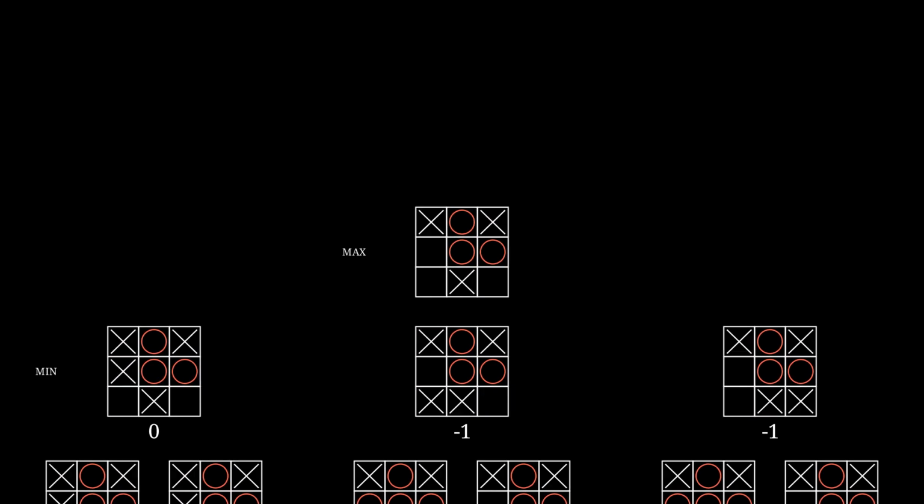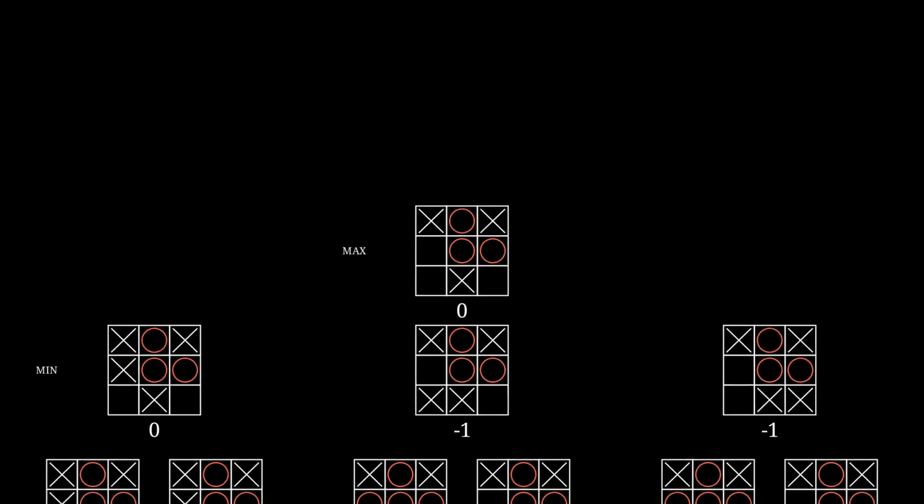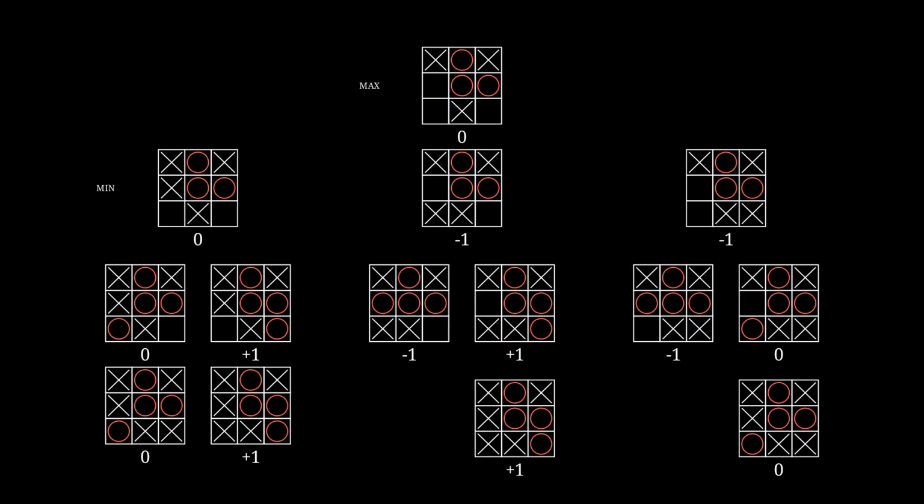At this point we have to move all the way back to the top in order to determine the optimal move for the X player. The X player is the max player, therefore we choose the left path. That leads to a value of 0. This procedure where one player tries to maximize the score and the other tries to minimize the score is called the minimax algorithm.